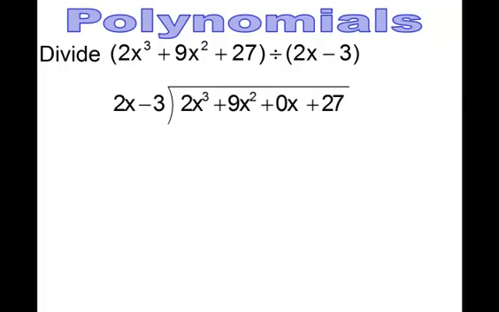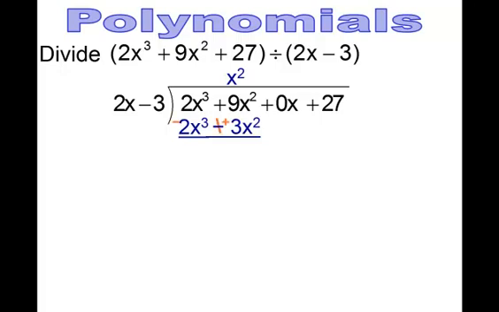So in this one, you notice that the x variable place marker is missing. So you have to put the place marker with the x, so 0x. And then you'll do your long division. I want to get rid of the 2x to the third, so I have to multiply by x squared. Multiply all the way through, and you'll get 2x to the third minus 3x squared.